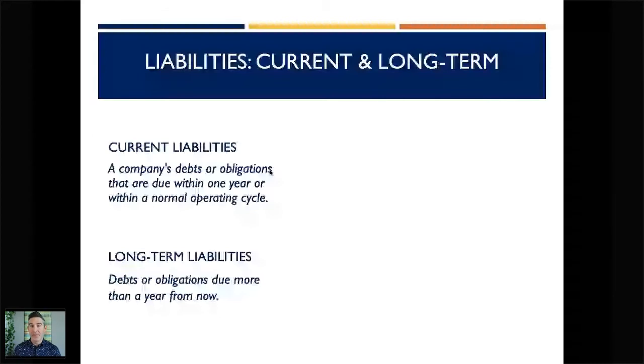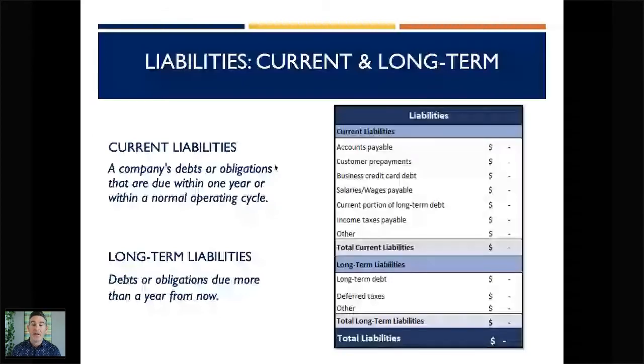To give you a few examples, there's a lot of these as well. We talked about some of them: accounts payable, customer prepayments, business credit card debt. You're supposed to be paying that down as you go. The salaries and wages, it's just a matter of time before those checks get cashed. This is probably the most confusing one, the current portion of long-term debt.